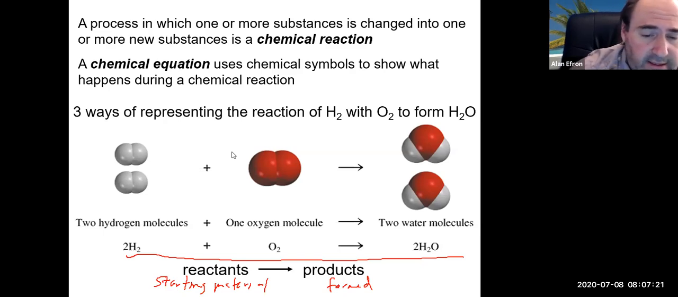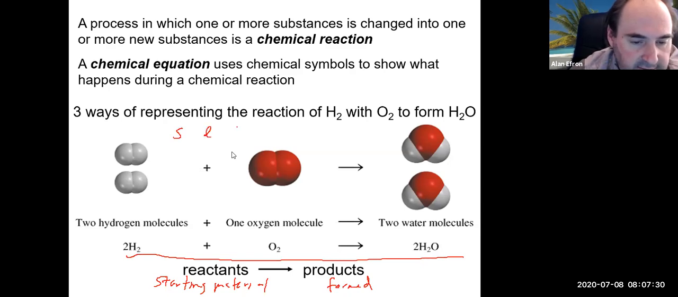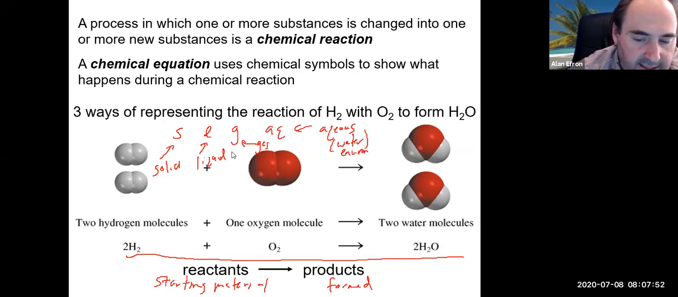Some other things we commonly see in equations next to formulas is the state of everything. So we'll see S, L, G, and AQ. S is something in the solid state. L is something in the liquid state. G is something in the gas state. AQ is aqueous, and basically what that means is a water environment. That is essentially what is usually used for a solution.